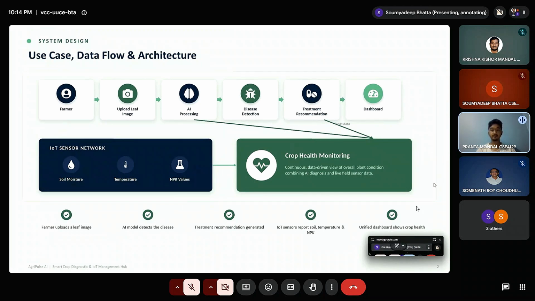Concurrently, the lower stream functions as a continuous IoT sensor network embedded directly in the field. These sensors monitor real-time soil moisture, environmental temperature, and primary soil macronutrients, namely nitrogen, phosphorus, and so on. Both streams merge seamlessly inside our data hub to fuel a unified crop health monitoring interface.